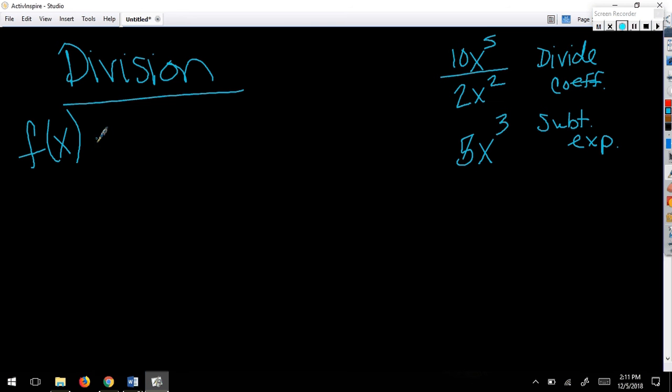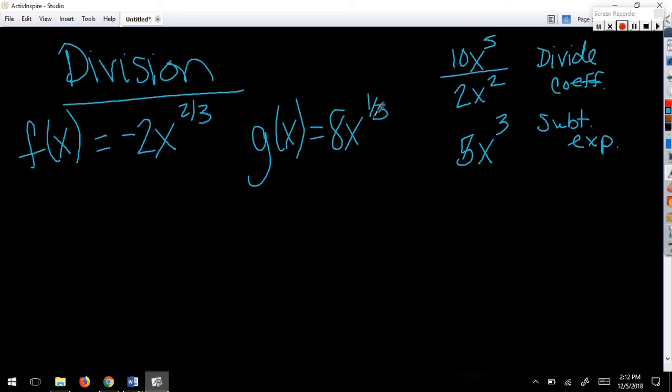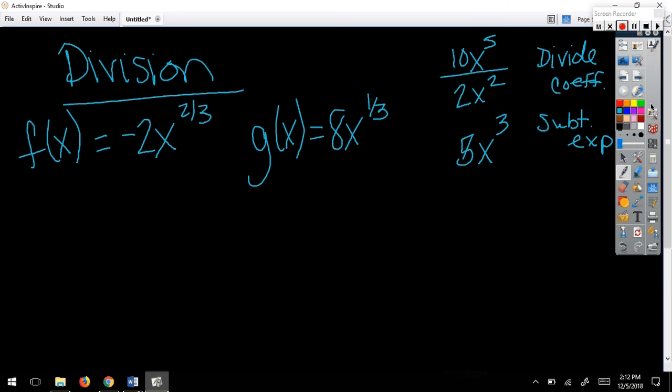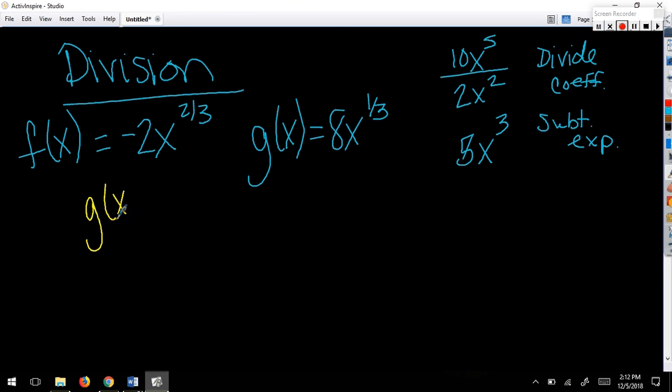What was my f of x? Negative 2x to the 2/3. What was g of x? 8x to the 1/3. So let's see if you got it. If you got it, I'll set you loose. G of x goes on top.